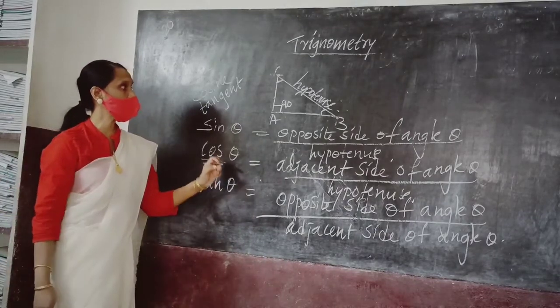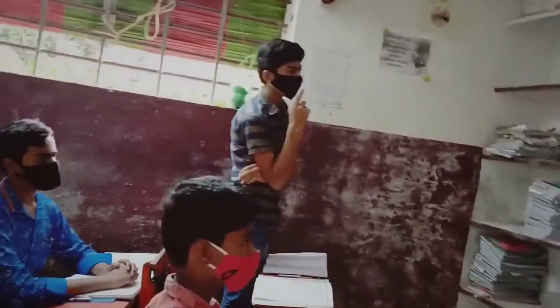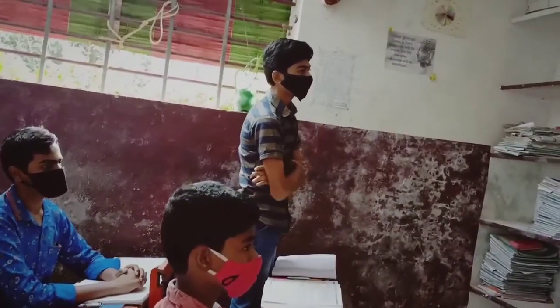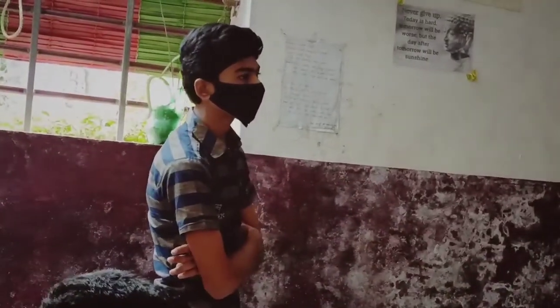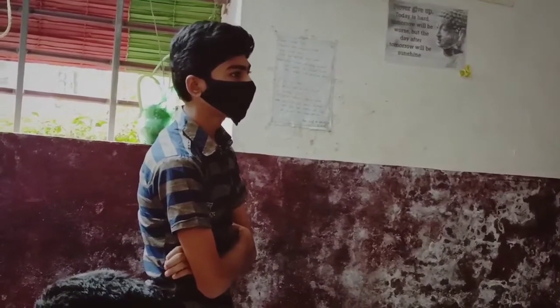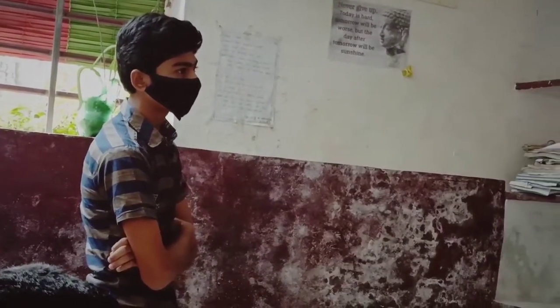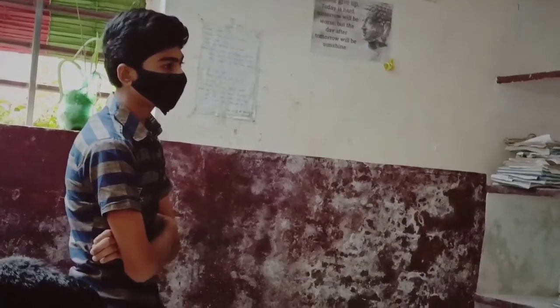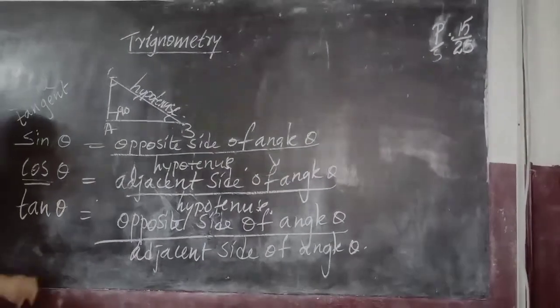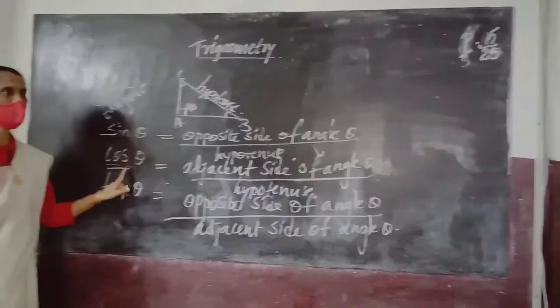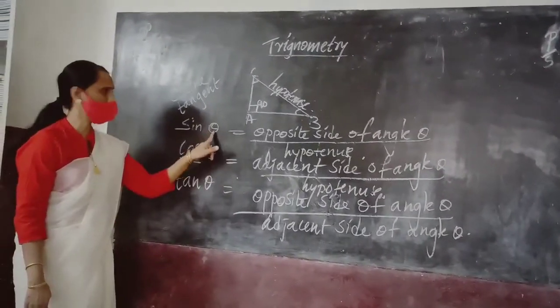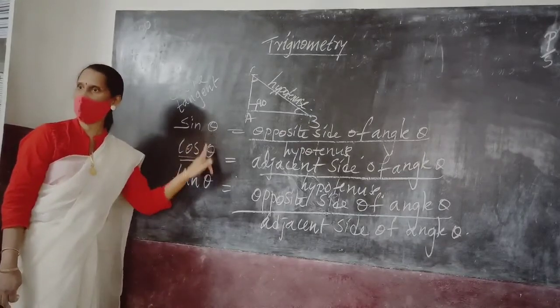What is cos B? With respect to B, I am asking. BA by CB. Because it is adjacent side by hypotenuse. So we learned sine theta, cos theta, tan theta. We used the name theta for an angle in general.